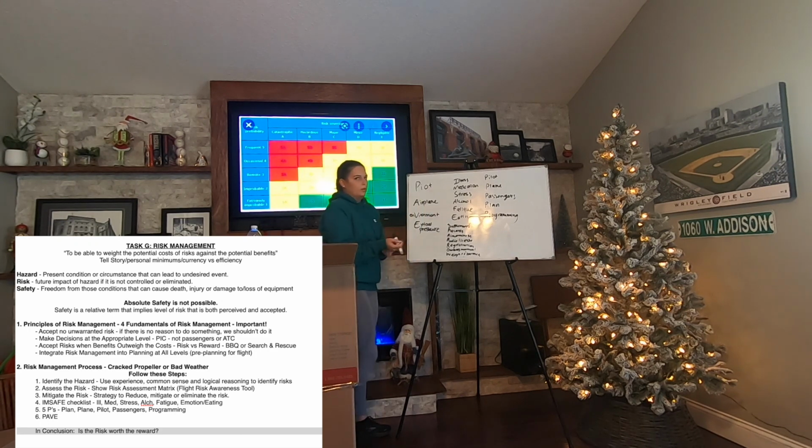Plane, are you comfortable in the plane? Maybe it's a new airplane you're trying to fly. Make sure that you're comfortable before you take off. Just bring someone that knows a little bit more about the plane to help mitigate those risks. Passengers, again, you don't want them forcing you to do anything that you're not comfortable with.